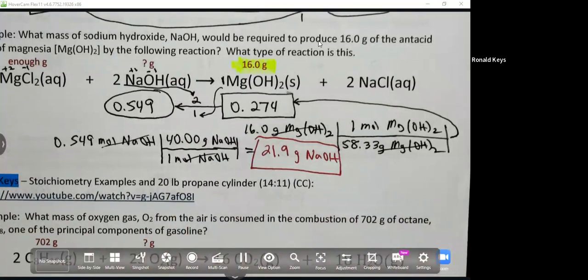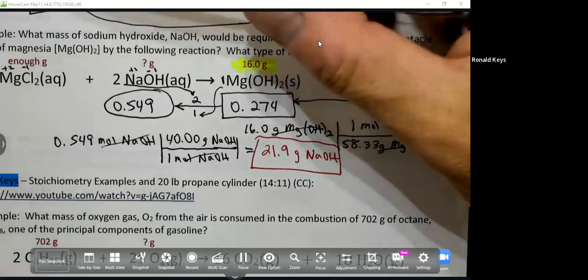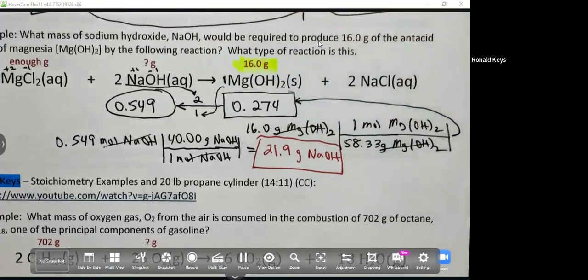Do not overthink this. Moles to grams, grams to moles. We know how to do that. All we're doing is drawing an arrow to get our mole ratios.